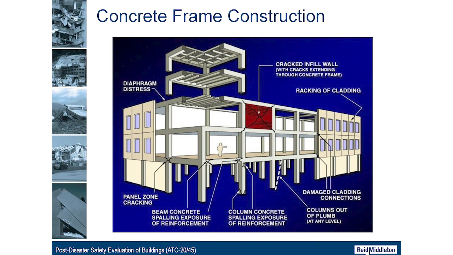And many times the crack that propagates from that stiff shear wall can protrude out through the reinforced concrete frame itself. Columns out of plumb at any level, damaged cladding or connections from the exterior cladding of the building to the structure itself. So all things to look for in reinforced concrete construction.